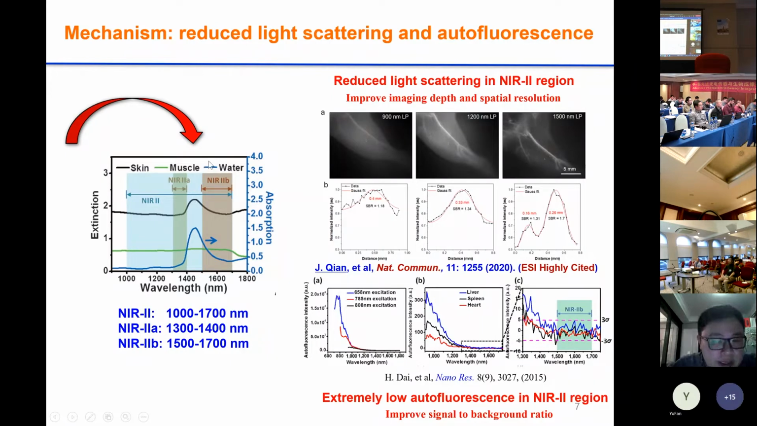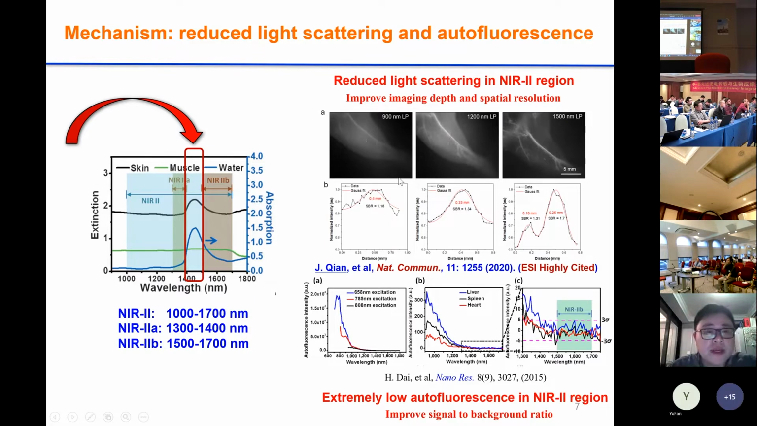Also, we can see this spectrum. Usually people define NIR-II as 1000 to 1700 nanometer, define 1300 nanometer to 1400 nanometer as NIR-II-A, and 1500 nanometer to 1700 nanometer as NIR-II-B. So how about 1400 nanometer to 1500 nanometer? Why didn't they use this range? According to their viewpoint, because the water absorption in this spectral range is very large, they think this spectral range is useless.